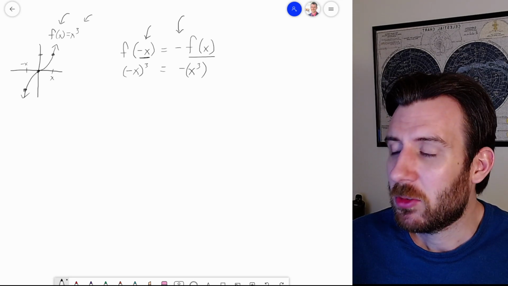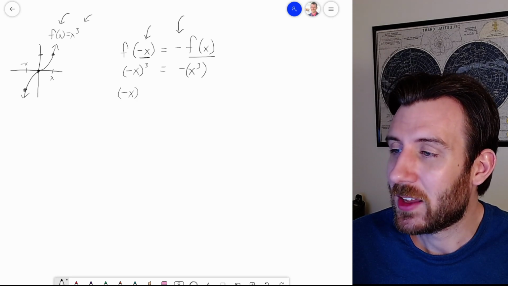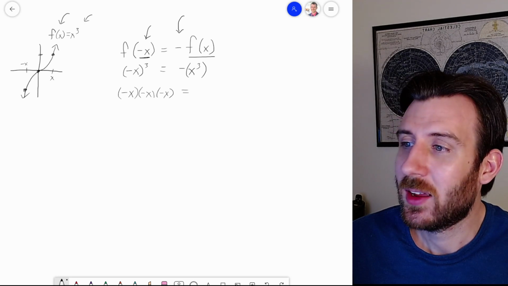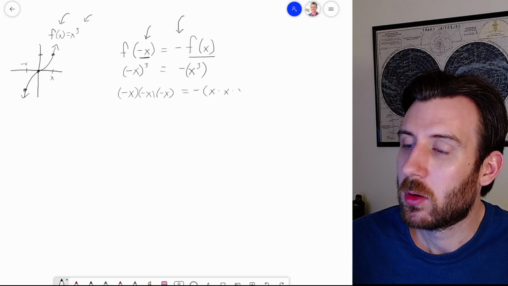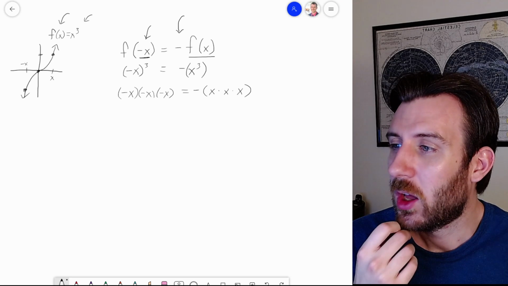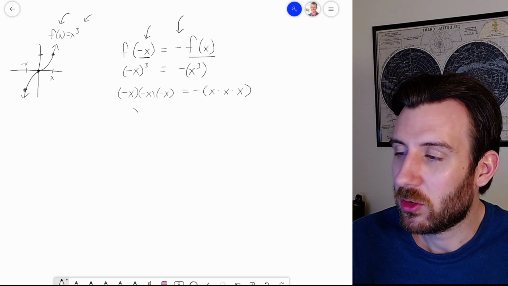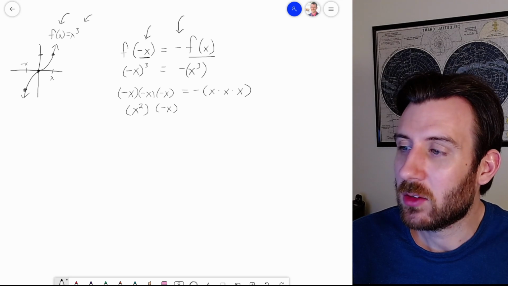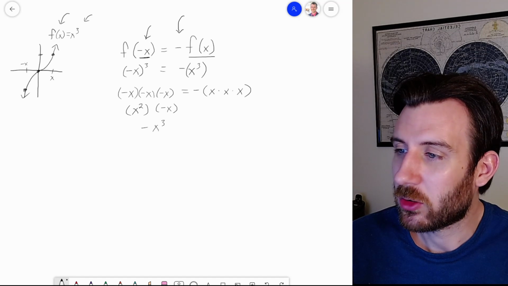Maybe it's not immediately obvious, but we can expand this out a little bit, because on the left-hand side, negative x cubed means negative x times negative x times negative x. And on the right-hand side, negative of x cubed means negative, x times x times x. All right, so we're getting somewhere. On the left-hand side now, negative times negative would be a positive, so this first part would turn into x squared, and you'd still need to multiply it by negative x eventually. And then negative times a positive would be a negative, and that would turn into negative x cubed on the left-hand side. That looks good enough.